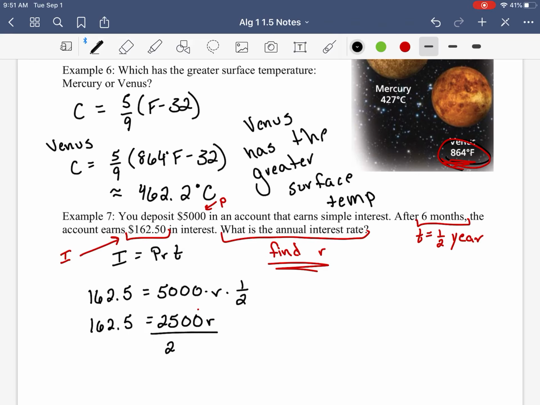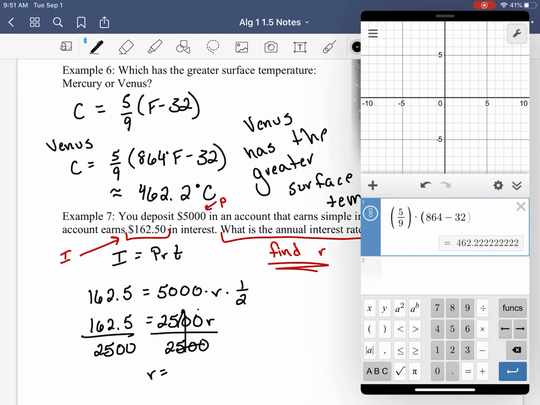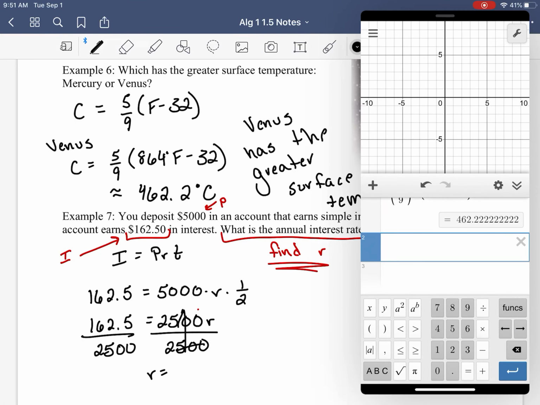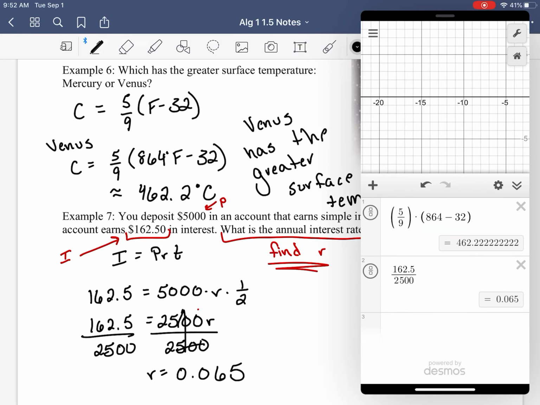So I need to divide both sides by the 2,500. These divide out to give me 1. My R equals, now we need to take 162.5, divide it by 2,500, and we get 0.065, which we want as an interest rate.